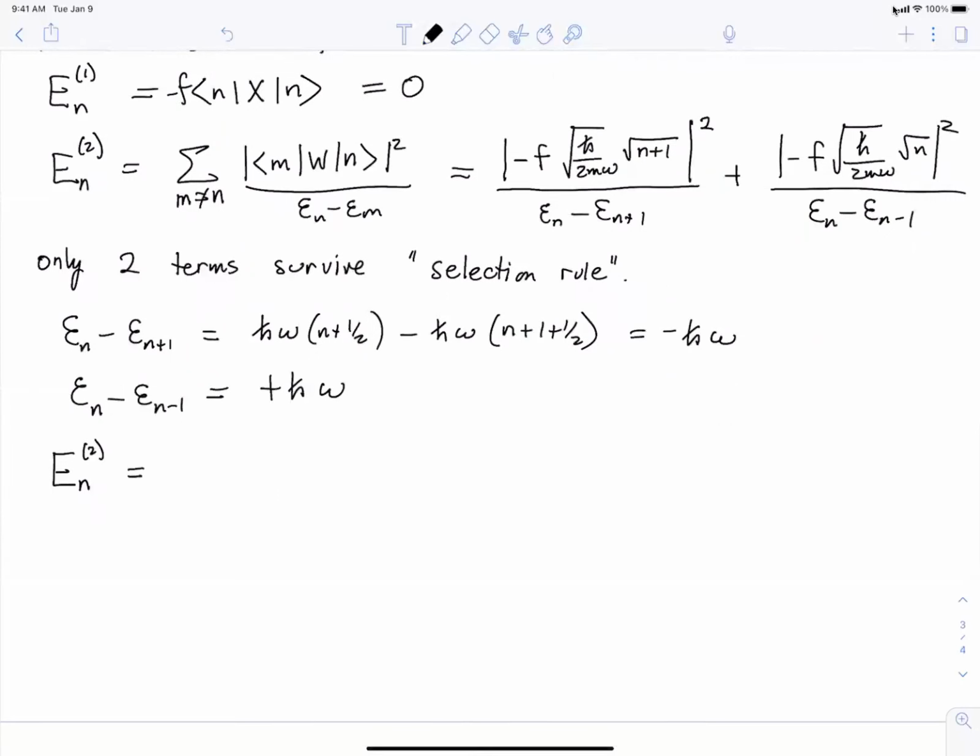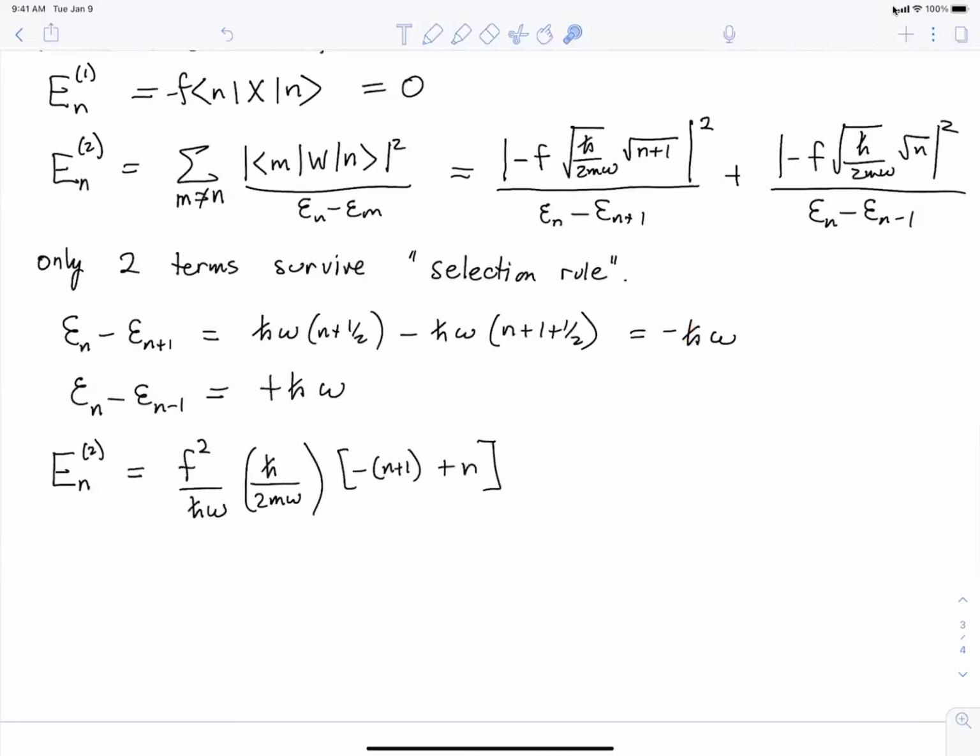Okay, when we square everything, we're going to get an f squared. Remember, f was our force that we were applying. And in the denominator, there's an h bar omega. And then when we square the matrix element, we're going to get a factor of h bar over 2m omega. From the first term, we're going to get minus n plus 1, and from the second term, we're going to get plus n. The minus sign on the first term comes from right here.